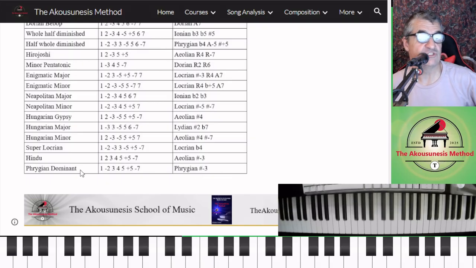Phrygian dominant. I wasn't sure what a Phrygian dominant was. I knew what a Phrygian was, but what's a Phrygian dominant? So I had a look. And, well, it's a Phrygian. Obviously, it's going to be a Phrygian something, isn't it? What's it going to do? Well, all it is, it's a Phrygian, and they just sharpen the minor third. Right? So there's your Phrygian mode.